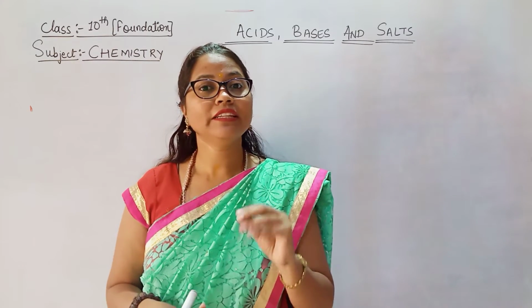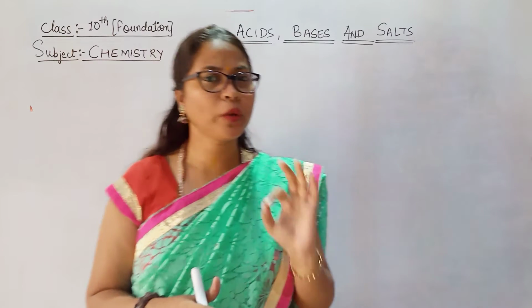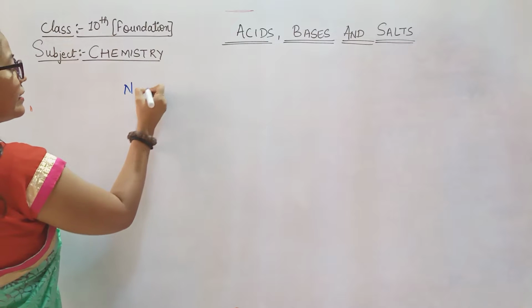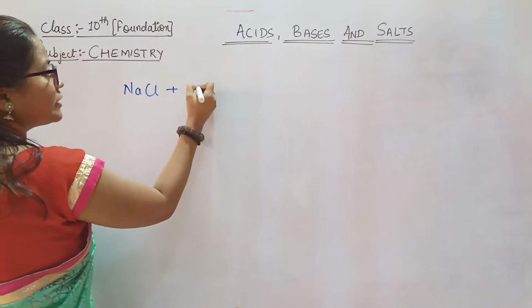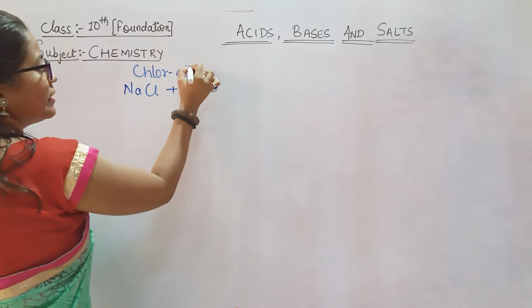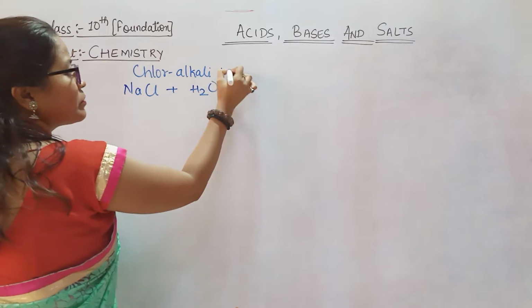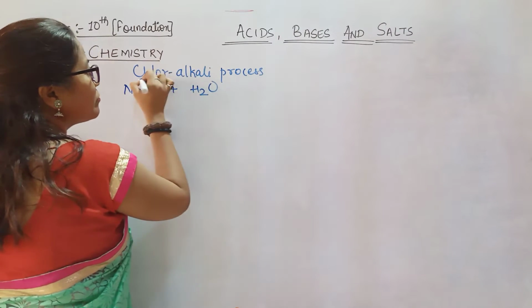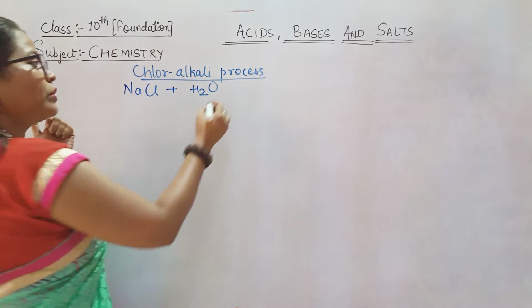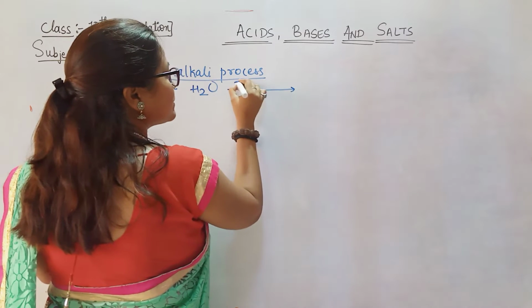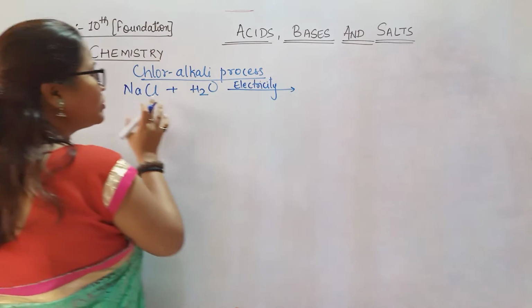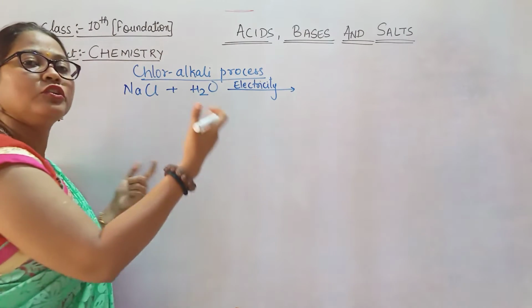Now in that we have seen there are three compounds in the reaction. I'll just quickly write the equation. The equation was NaCl plus H2O. This is what we have seen in the chloralkali process. What is a chloralkali process? It is a process of formation of NaOH. So chloralkali process means NaCl and water were together electrolyzed. That is, by passing electricity, we have broken down these two things and new substances were formed.